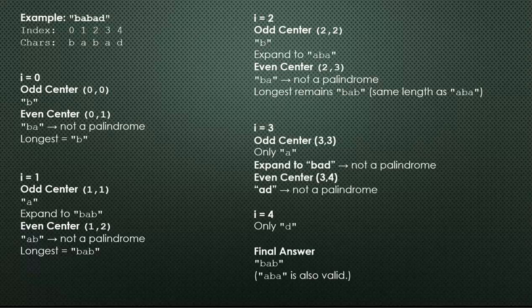I is equal to 3. Odd center 3, 3. Expand, BAD, not a palindrome. Even center 3, 4, AD, not a palindrome. I equal to 4. Only D is left because you cannot move right. It is out of bound, 5. So the final answer will be BAB. ABA is also a valid answer.